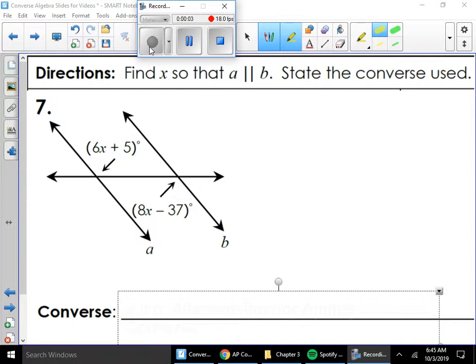Looking at example 7, we now have angles that are on the interior of our two lines A and B, and they're on opposite sides of the transversal. One's above the transversal, the other is below the transversal. So these are alternate interior angles. Alternate interior angles need to be equal to one another. They need to be equal to one another in order to get parallel lines.